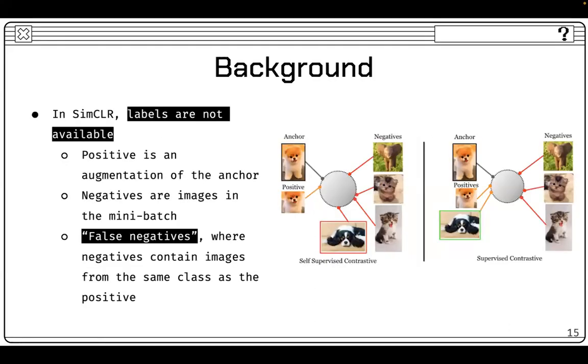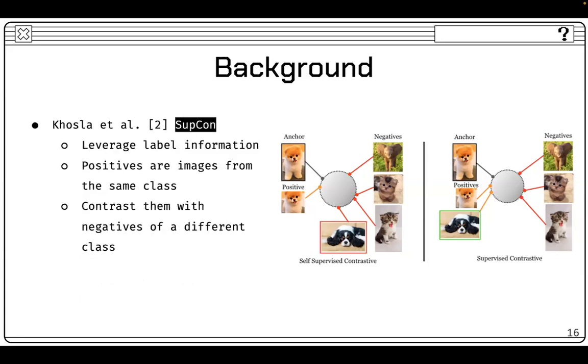So in SimCLR, which is a self-supervised contrastive learning framework, labels are not available. The positive set consists of an augmentation of the anchor image, whereas the negative set are images in the mini batch. This leads to a less than ideal problem, which is the issue of false negatives, where negatives contain images from the same class as the positive.